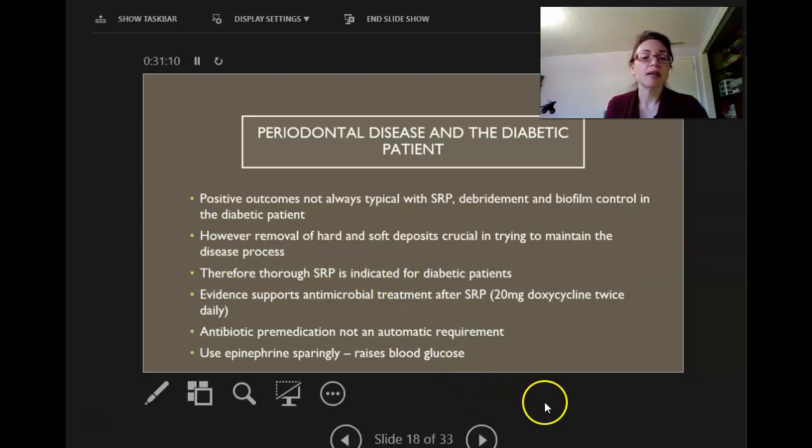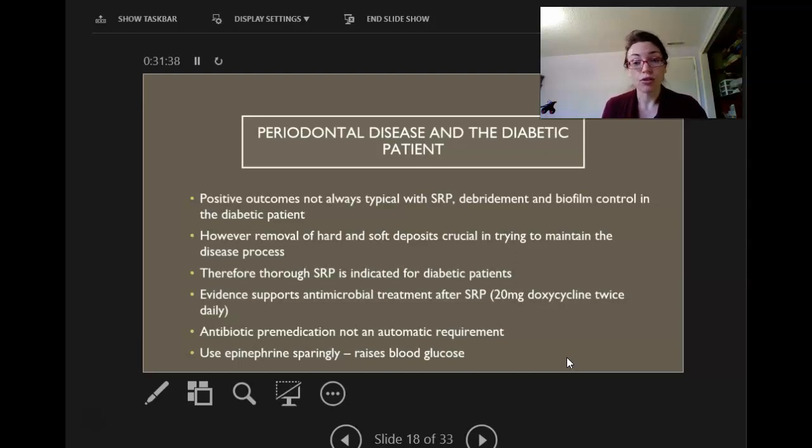Periodontal disease in the diabetic patient. Positive outcomes are not always typical with scaling and root planing, debridement, and biofilm control in the diabetic patient. It really depends on how well controlled they are systemically. We could do everything that we normally do with a patient and still not get the great results that we're hoping to get. However, removal of hard and soft deposits is crucial in trying to maintain the disease.